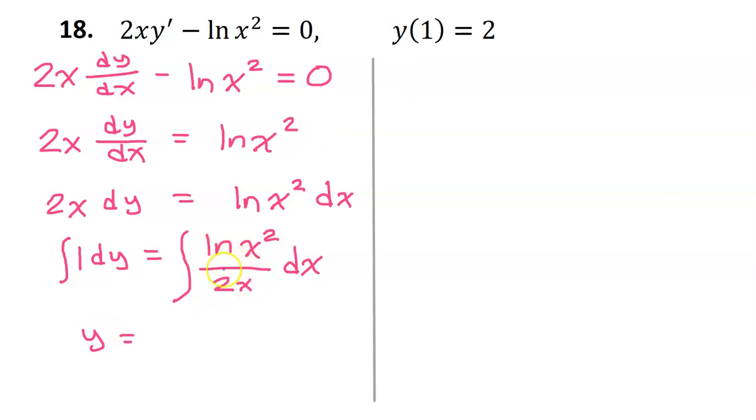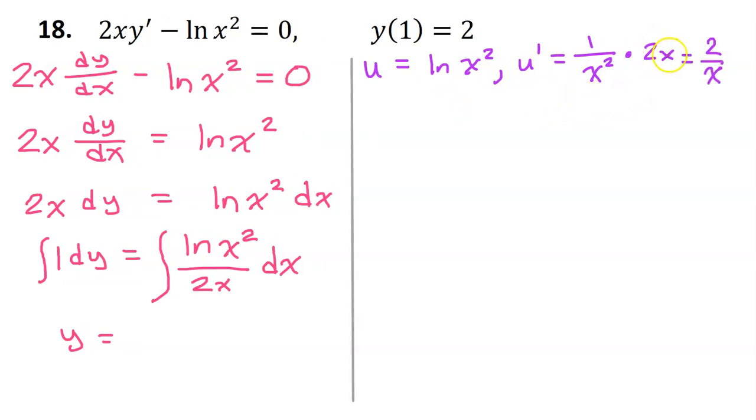To integrate the right-hand side, let's use u substitution. Let's let u equal the numerator, natural log of x squared. Now, what will u prime be? The derivative of natural log something is 1 over something. So this will be 1 over x squared. Because this is not just an x, we need to do the chain rule and multiply by the derivative of the inner function, which is 2x. Notice that the x in the numerator cancels out one of the x's from the denominator. So u prime simplifies to 2 over x.